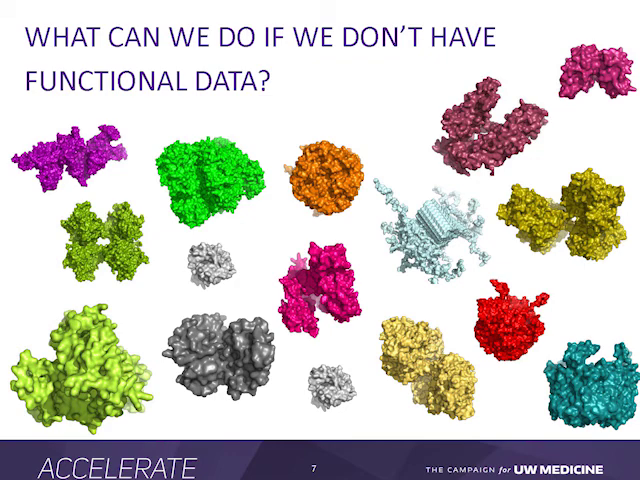Okay, so I want to end by telling you just a little bit about our answer to a question. So what can we do if we actually don't have functional data yet? This is just a slide showing you the structure of many different proteins. And it turns out there are about 4,000 disease-related genes in the human genome, each of which includes a protein, right?